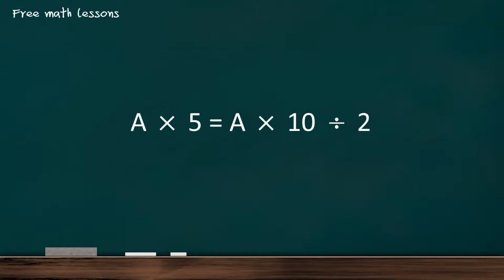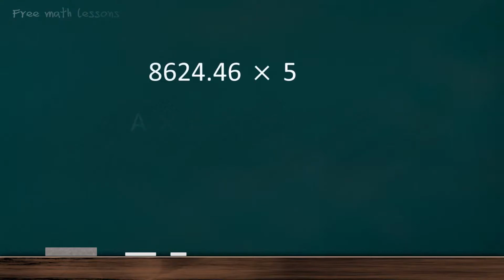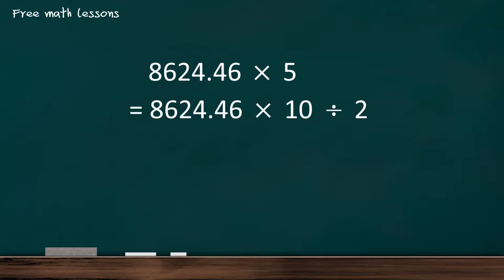Have a try together. So let's do 8624.46 times 5, and from what we said before, we know that this is equal to 8624.46 times 10, and then divided by 2. And then we could do 8624.46 divided by 2 first.